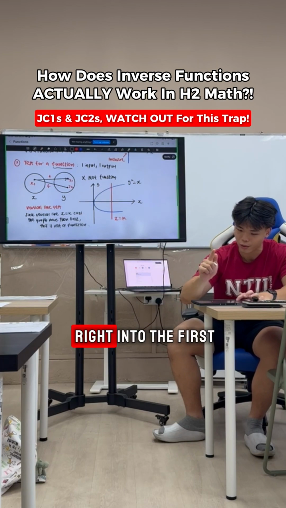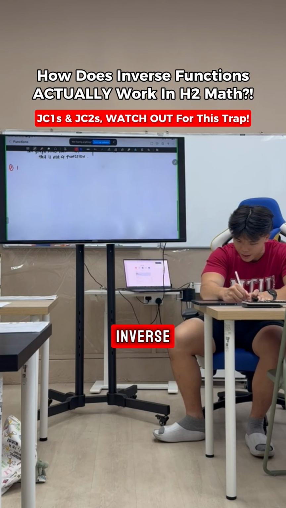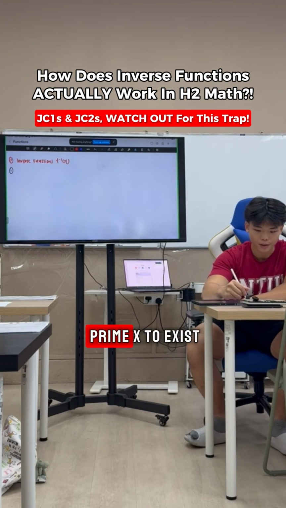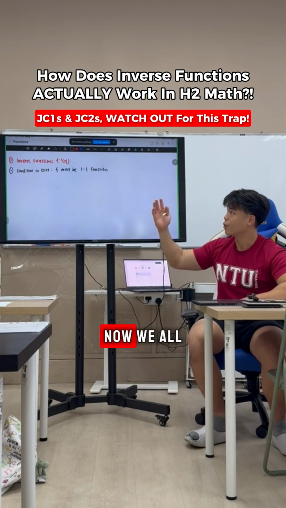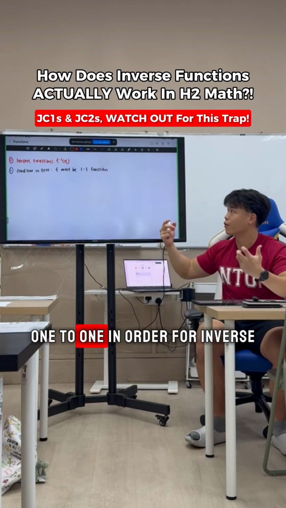Now we jump right into the first one, which is everything you need to know for inverse functions. So inverse functions, which is your f inverse of x. First thing, in order for f inverse of x to exist, the condition is that f must be a one-to-one function. Okay, now you all know this by heart, right? But do you understand why f needs to be one-to-one in order for the inverse to exist?